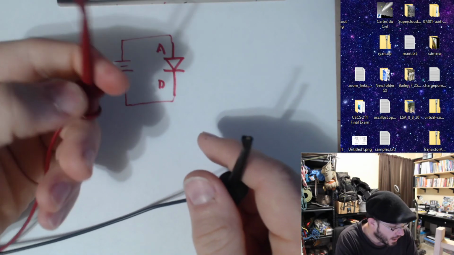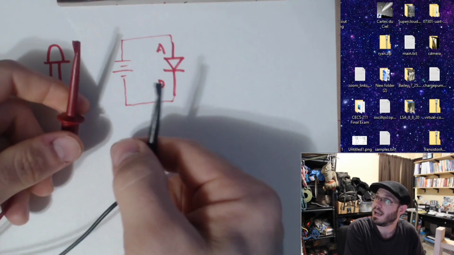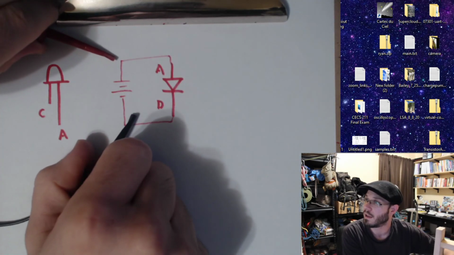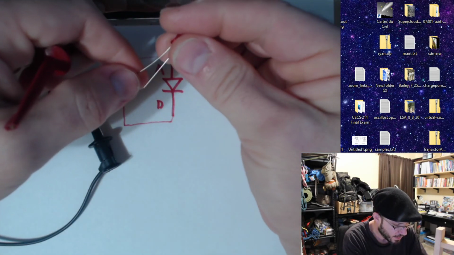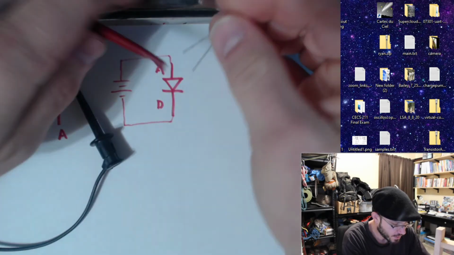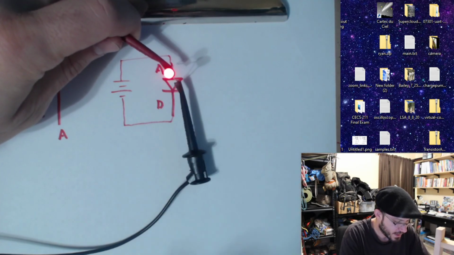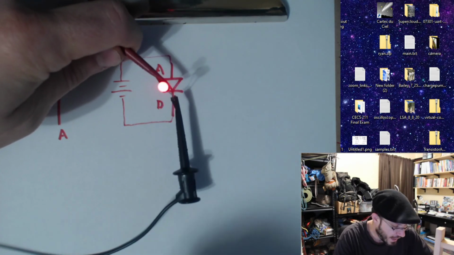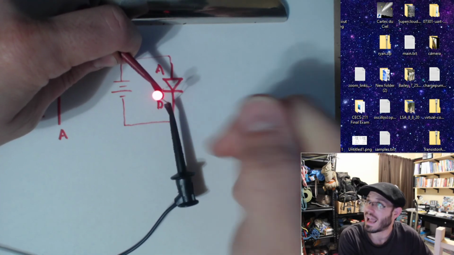And now my red probe over here is the positive side, and this is the minus side of my voltage source. I'm going to take the positive side, hook it up to the anode, and take the minus side, and sure enough, I get light coming off of this guy. Very cool. Okay. It is conducting. This diode is forward biased.